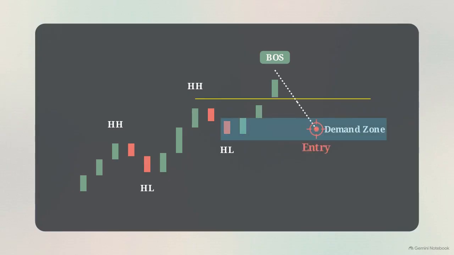Instead of buying the breakout and risking a trap, you wait for the price to pull back into a demand zone before entering. Reading a break of structure is the first step to trading alongside institutional momentum, rather than getting caught on the wrong side of the market.